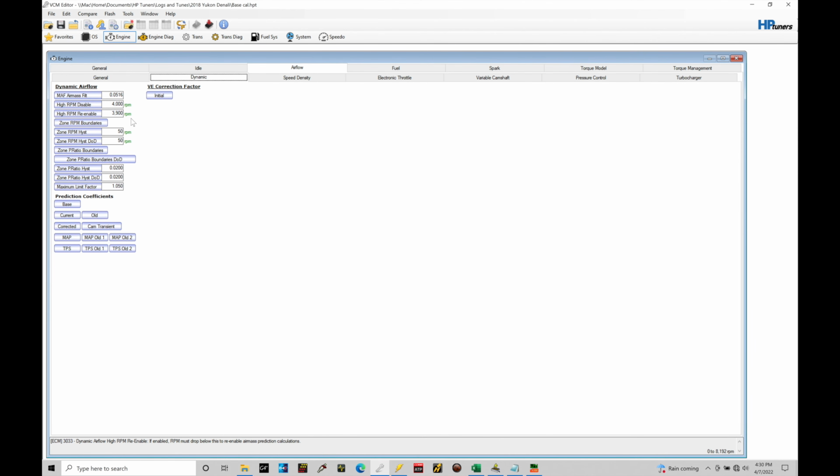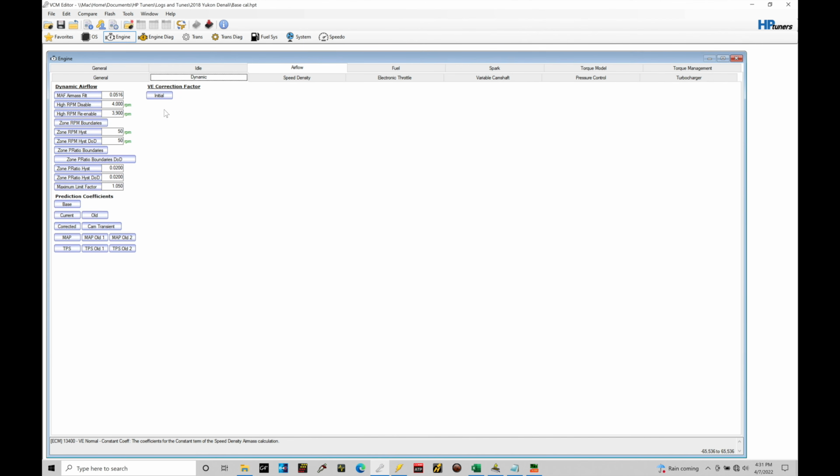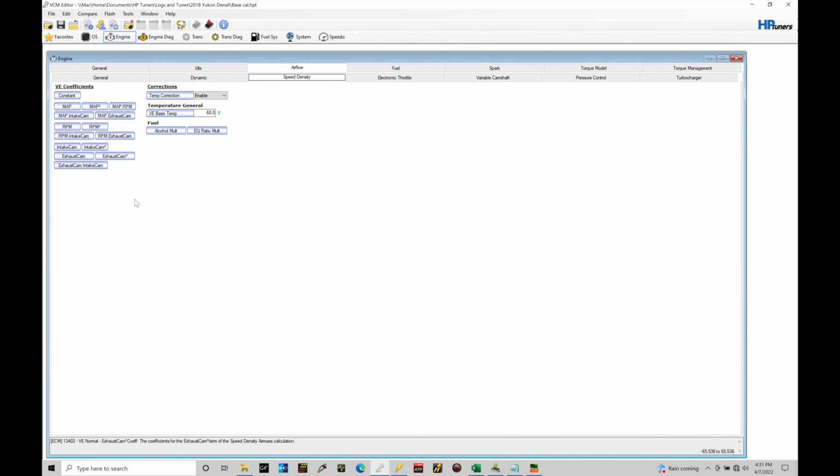Now the takeaway here is that we have the dynamic airflow using and looking at the speed density based on these different boundary ranges. There's zone ranges. So speed density, we have our speed density coefficients. This makes up the estimated air mass coming into the engine. We discussed this already in previous tutorials. So the dynamic is looking at these different zone ranges and then looking at the VE coefficients to figure out what it should reference in terms of that airflow or air mass in the speed density calculation. So this still might be a little bit confusing.